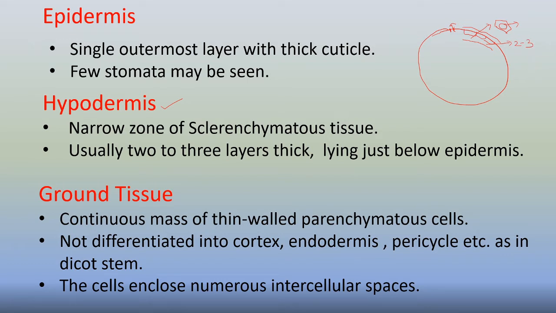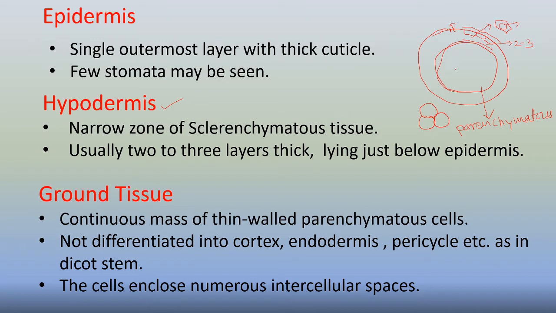And then inside the sclerenchymatous tissue or the hypodermal region, the whole region consists of the ground tissue. This is the complete ground tissue. Now what does this ground tissue consist of? The ground tissue consists of parenchymatous cells, which are simple tissues. The cells are round to oval in shape, and it also consists of numerous intercellular spaces in it.